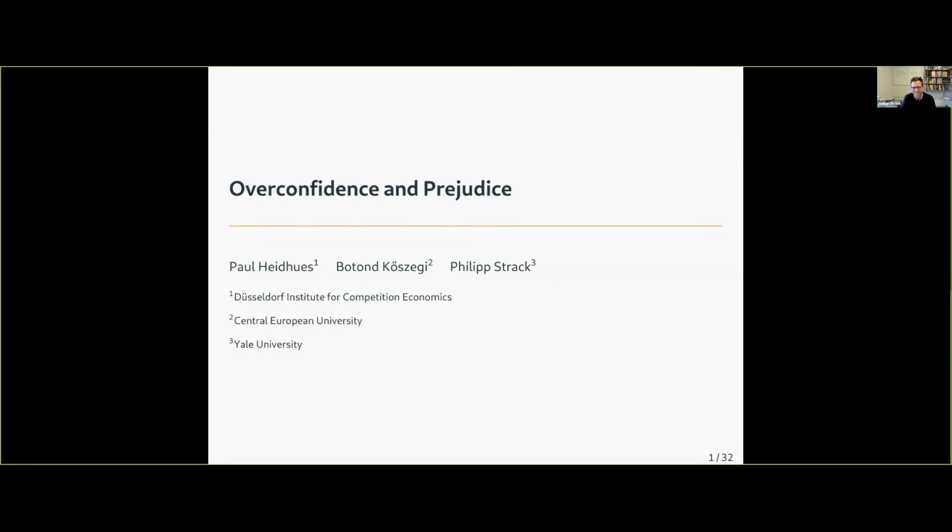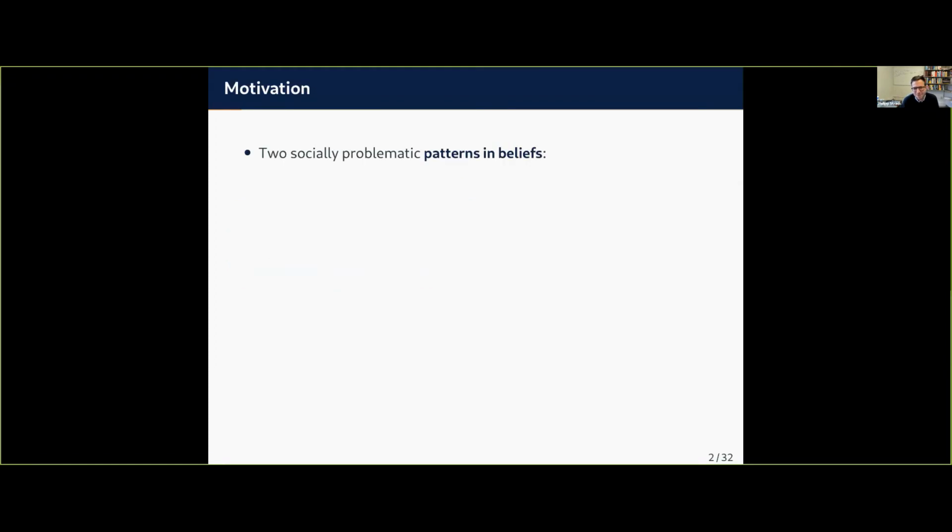Thanks a lot for the invitation and the chance to present. This paper is joint work with Paul Heidrus and Botan Koshegi, and we want to think about the relation between people overestimating themselves and people developing prejudices against other people. And please interrupt me at any moment.